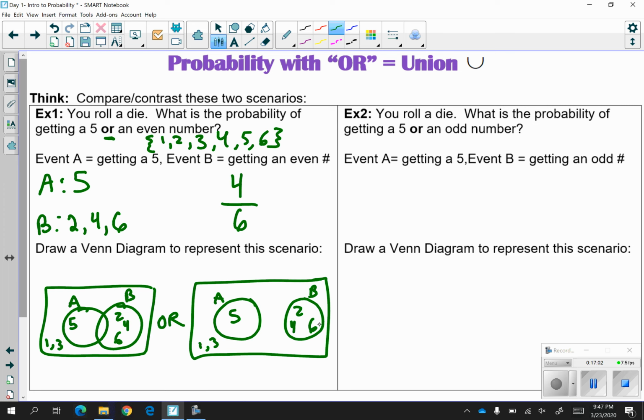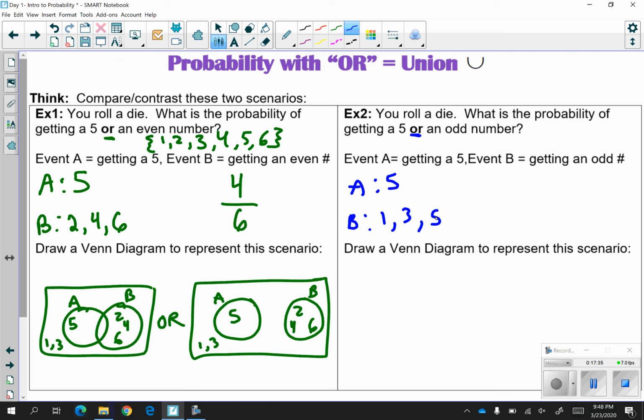That's different than example 2, so let's look at that. Now we're rolling a die, but we're looking at a 5 or an odd number. Our sample space is still the same, 1 through 6. So event A is still only 5. But for event B, getting an odd number, the odd numbers are 1, 5, and oops, I left out 3. So 1, 3, and 5.